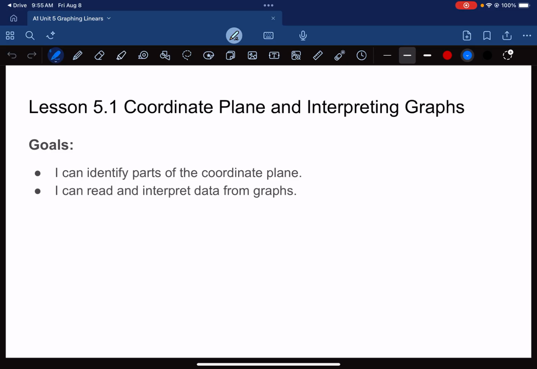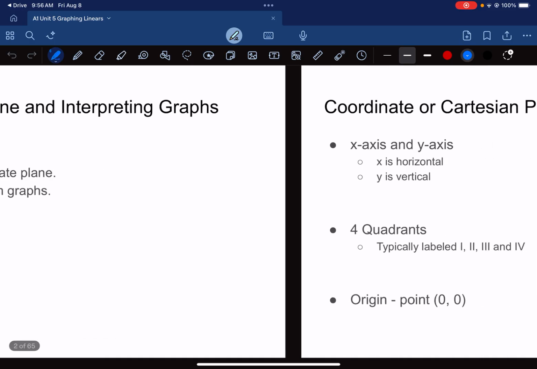This first lesson starts off with "I can identify parts of a coordinate plane," just to make sure you understand that where we're graphing things and can find points and things like that. And "I can read and interpret data from graphs." So we're going to start doing a little graph interpretation today as well.